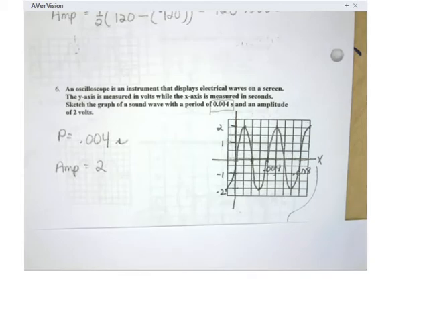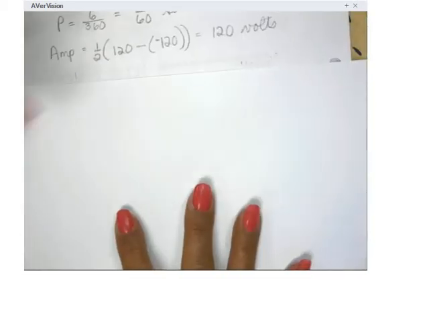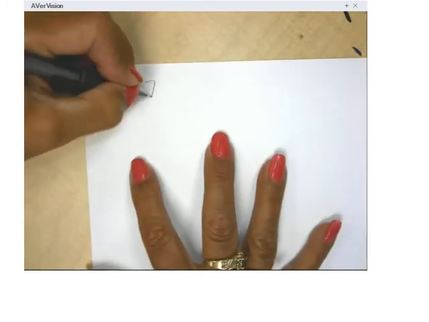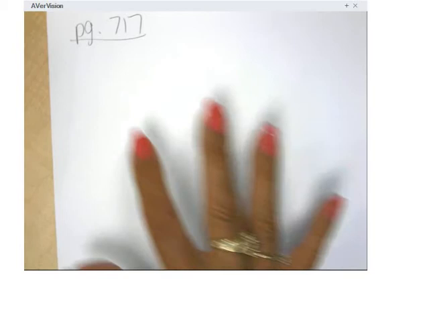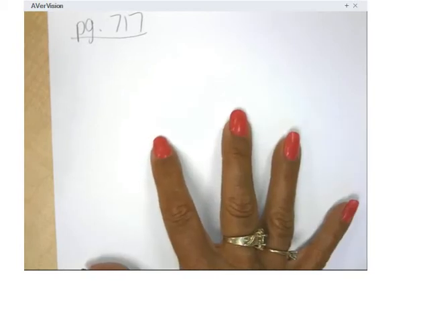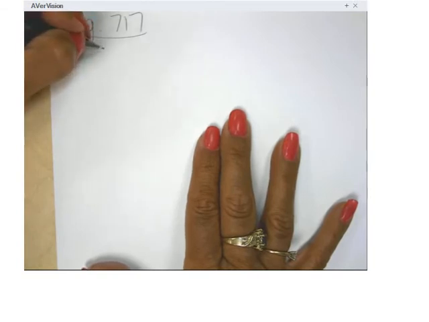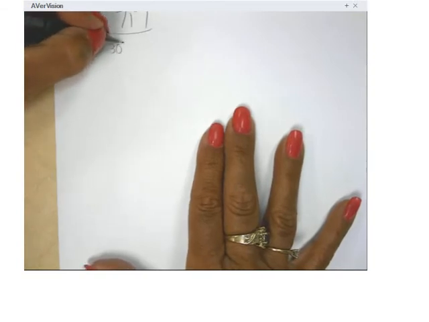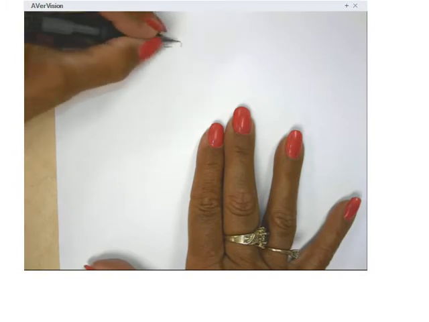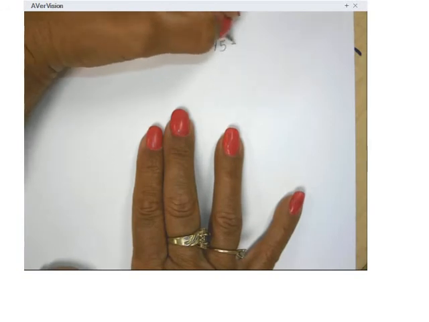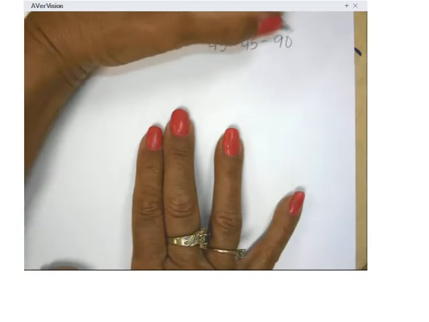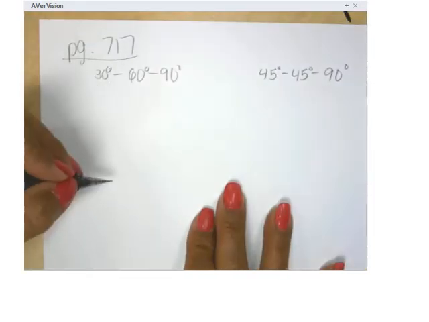Now, we're going to change gears, and this is going to deal with information from page 717. I didn't add this into the notes, so you can just do this on your paper. It will look kind of odd that we're looking at this right now, but we're going to look at 2 special triangles. One of them is the 30, 60, 90 triangle, and that will be dealing with degrees. And the other one is the 45, 45, 90 triangle. And again, those will be in degrees.